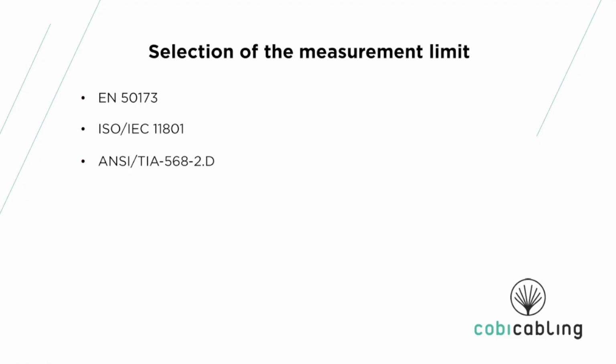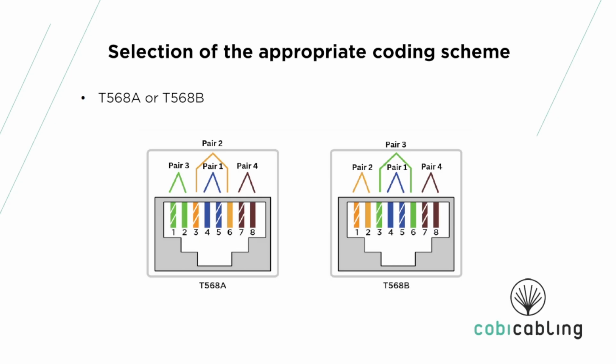The most commonly used standards include EN 50173, ISO/IEC 11801, ANSI/TIA-568.D. Selection of the appropriate coding scheme. There are two commonly used coding standards, TIA 568A and TIA 568B. The same scheme should be used at both ends. Selecting the correct coding scheme is crucial for the network to function properly.